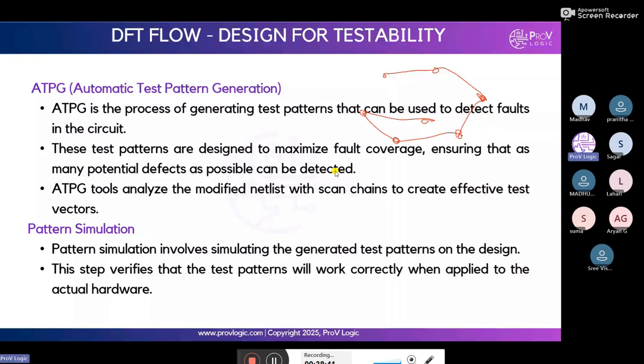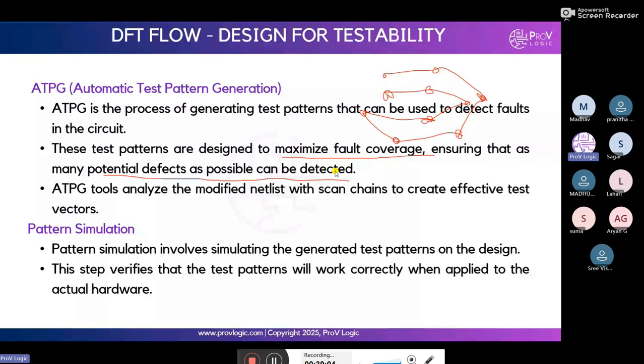So by using these patterns, they will detect the faults, same as debugging unit. The test patterns are designed to maximize fault coverage, so that as many potential defects as possible can be detected. Whatever the defects are, everything will be detected by using those test patterns.